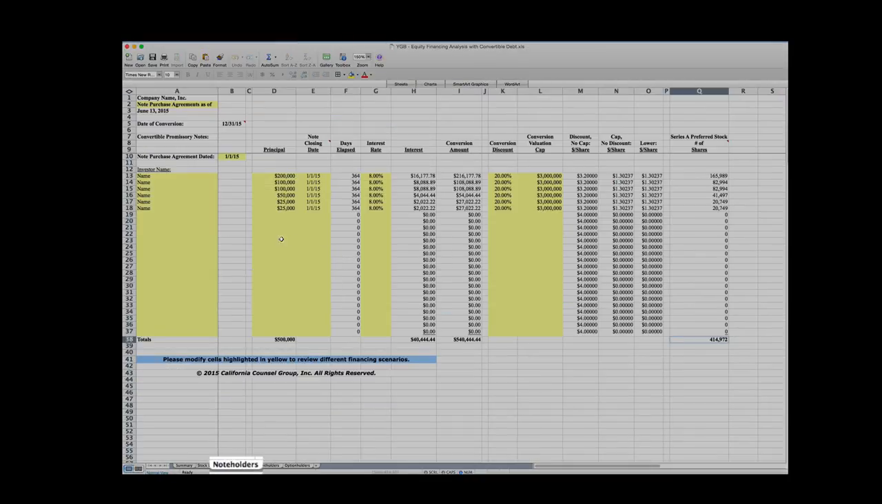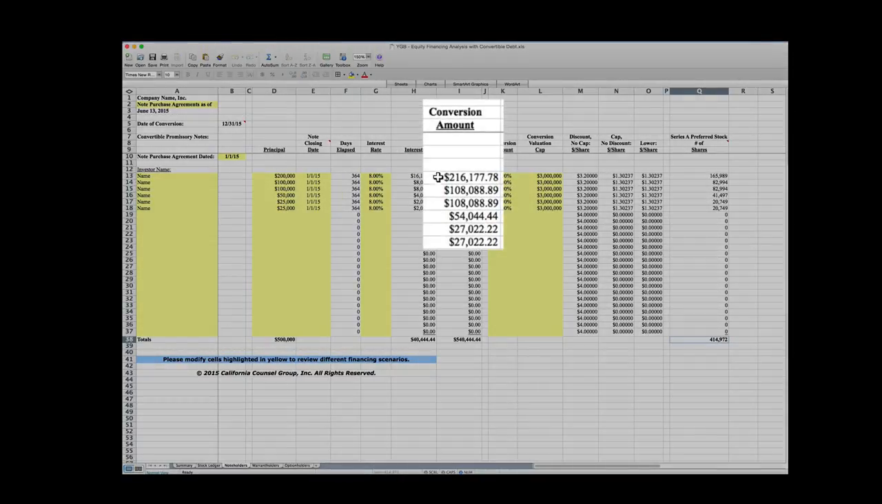So given that this model specifically focuses on the effect of the convertible debt, let's go to the noteholder tab and look at some of the information that you need to enter to make this model work. So you can enter the various investors, their names, the principal amount of their debt investment, the date that the initial convertible debt investment closed, because we need that starting date to calculate the interest. There's the interest rate, and it calculates simple interest. Compound interest is not very common, so this model uses a simple interest calculation. And then it adds the principal and interest to get to the full conversion amount.